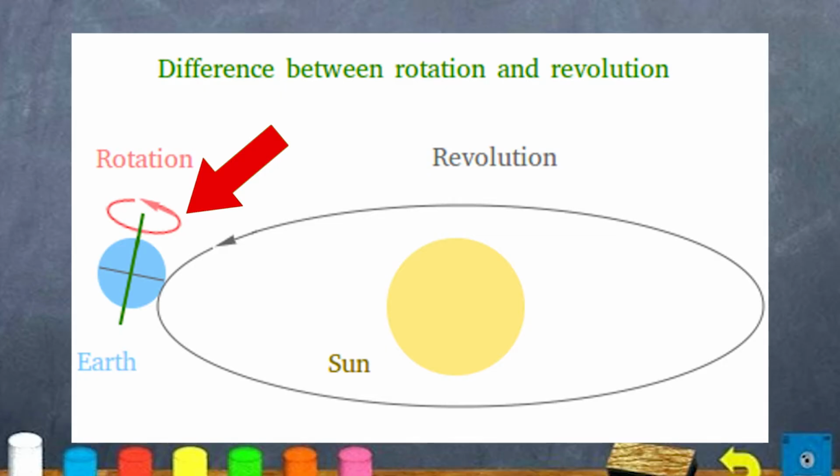Here you can see the difference between rotation and revolution. Rotation is the Earth spinning on its own axis, and revolution is the Earth revolving around the Sun. So rotation gives us day and night, revolution gives us 1 year.